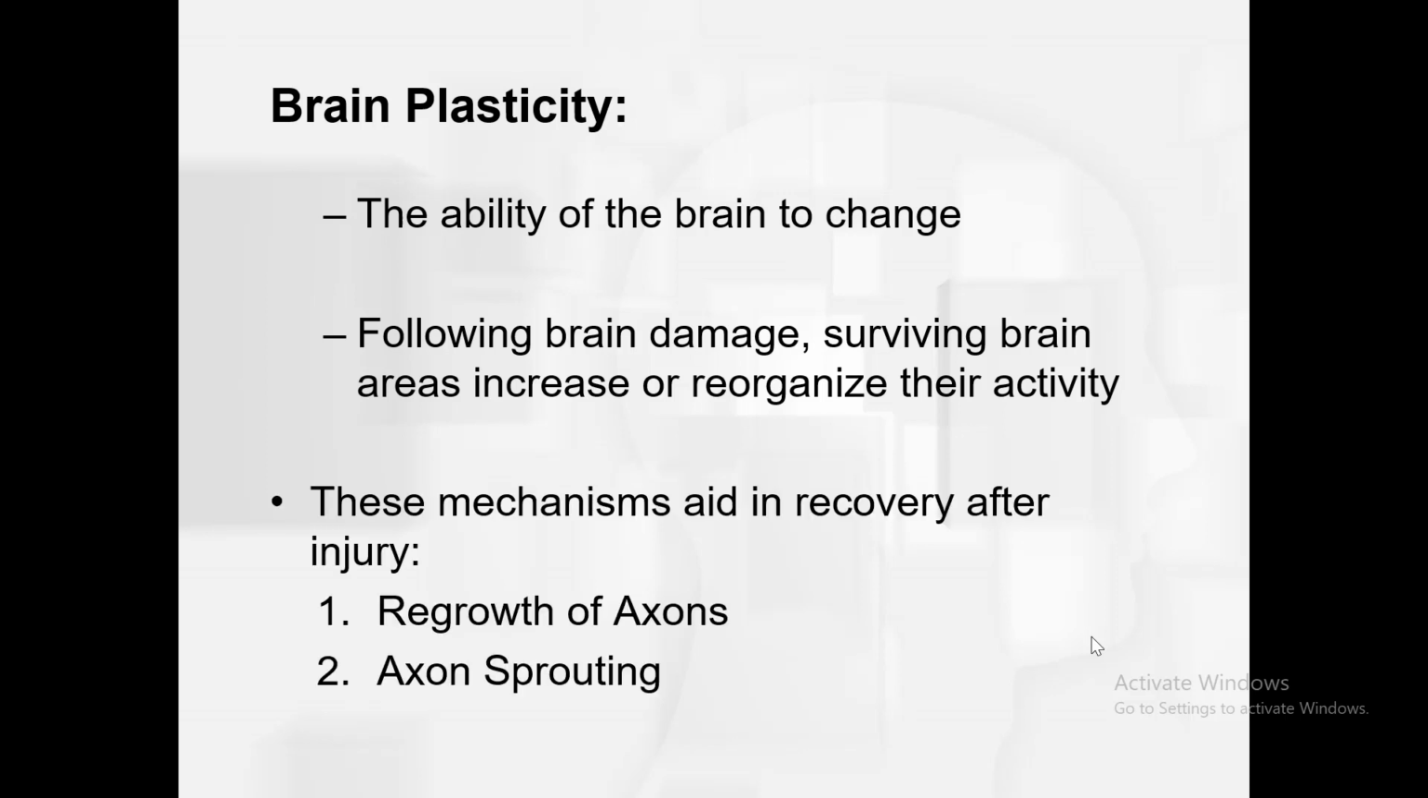So we're going to talk about two different types of mechanisms that aid in this recovery of function after damage to the nervous system. First, we'll discuss the regrowth of axons, and then we'll discuss axon sprouting. And keep in mind the type of response that occurs depends on the part of the nervous system that's damaged, how severe that damage is, and whether or not the cell body of that neuron survives.